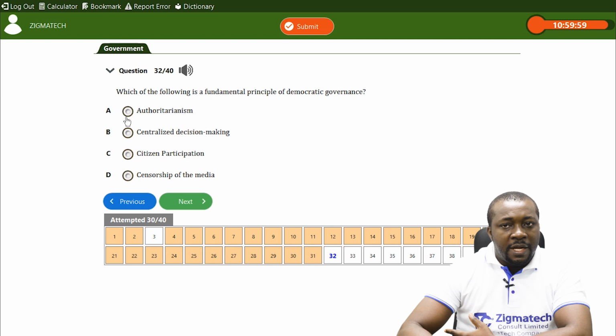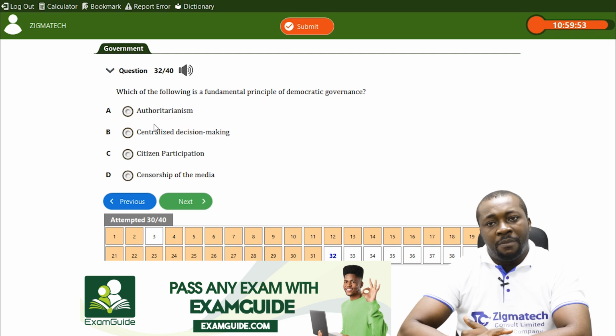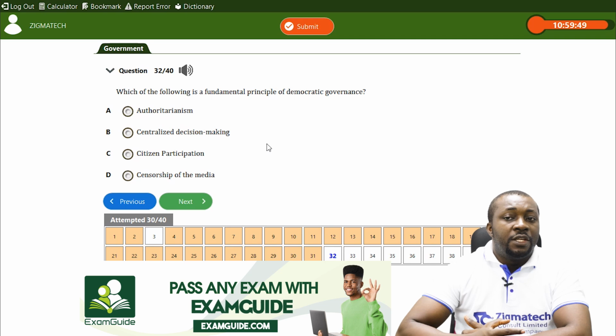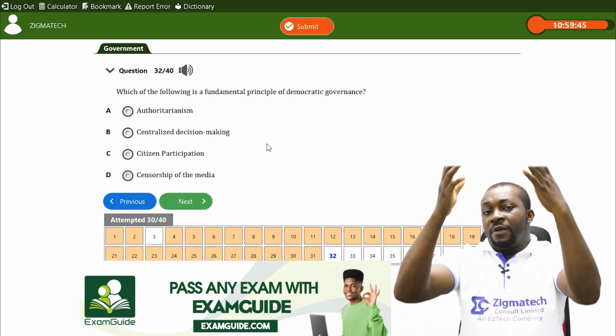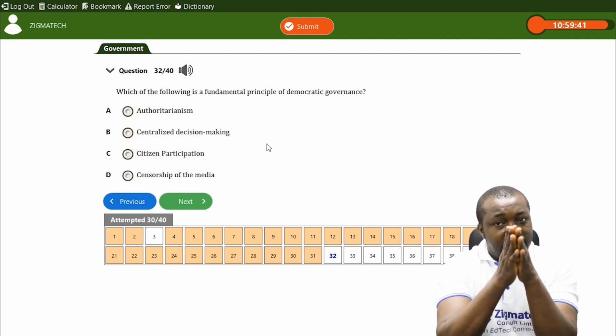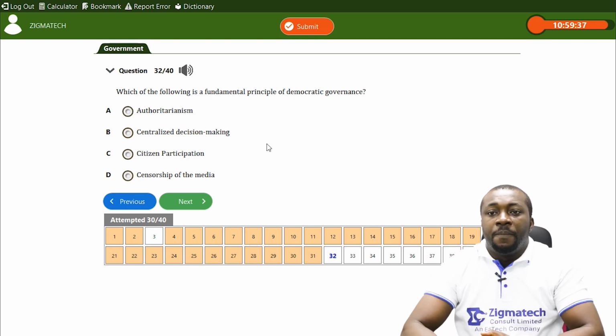A, authoritarianism. That is, you're talking about dictatorship. Of course, it's in contrast with democracy. B, centralized decision making, meaning that citizens are not taking part. It's just coming from the central decision making body. Citizens don't take part. Of course, this is in contrast with democratic tenet.